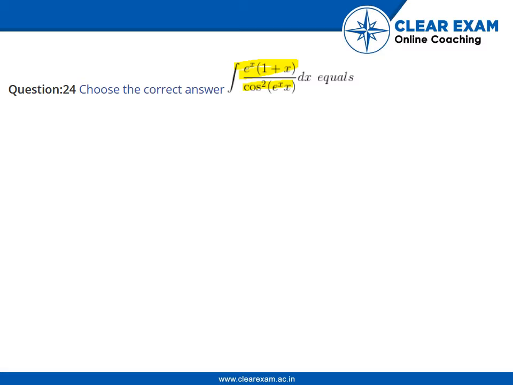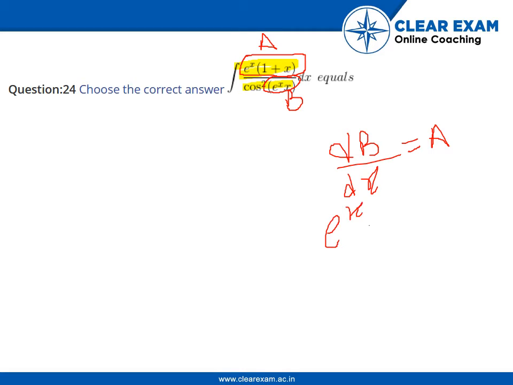The first thing that I need you to observe is that some part of the denominator is a direct integration of the numerator, or we can say the numerator is the exact differential of some part of the denominator. Can you observe that part? Let me show you. You can see this thing in the numerator, let us call it A, and this is B. If you observe carefully, you can see that dB over dx is exactly equal to A. That is e raised to the power x times x.